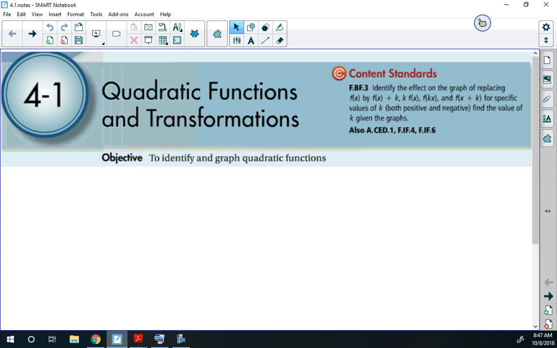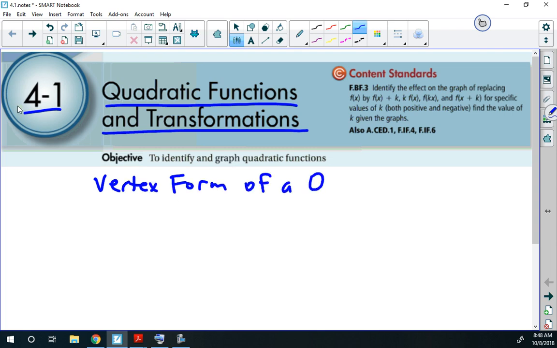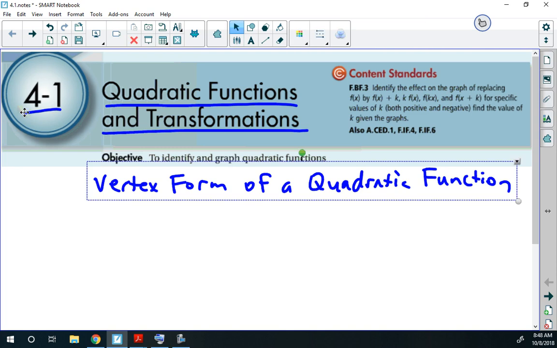So here's the first section, Chapter 4, Section 1, the title. I'd write that down if I was taking notes. Quadratic functions and transformations. I would probably give it an alternative title. I would say probably vertex form of a quadratic function. That's probably what I'd title this section, but anyway, either way. Vertex form of a quadratic function, that's the big idea. That's the big takeaway that we're going to have from today's lesson.